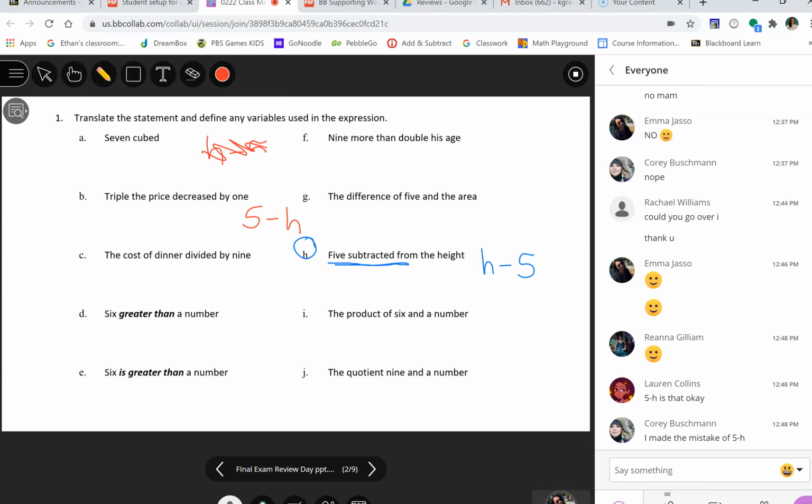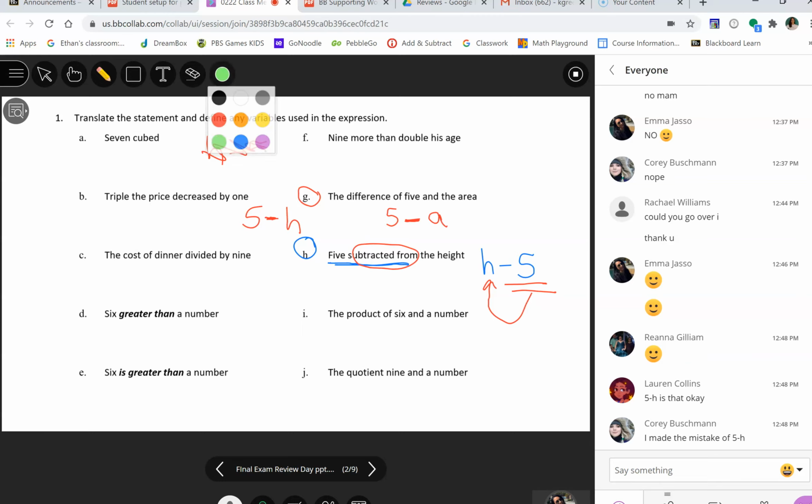So this is saying the difference of 5 and the height. Or, yeah, they probably use the word difference. So that would be like G up here. The difference of 5 in the area. So I would do 5 and the area and find the difference. But since it says subtracted from, I have to subtract 5 from the height. It's one of those flip-flop words because order matters in subtraction.